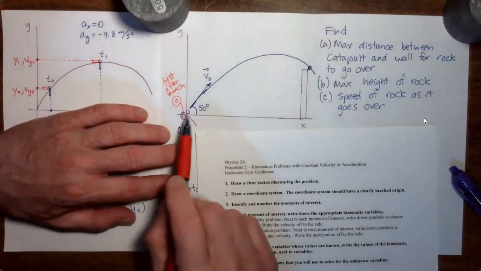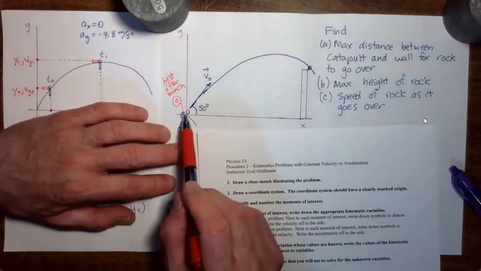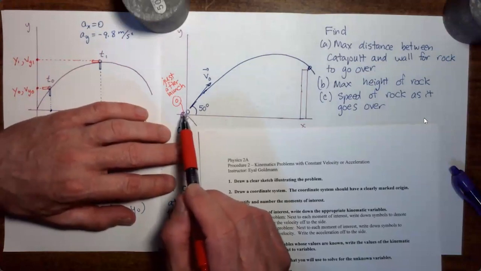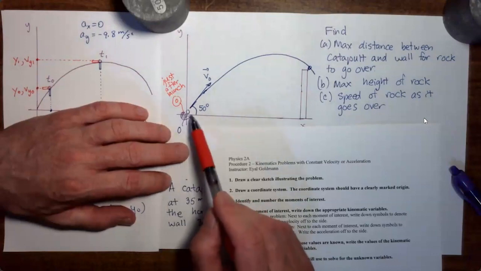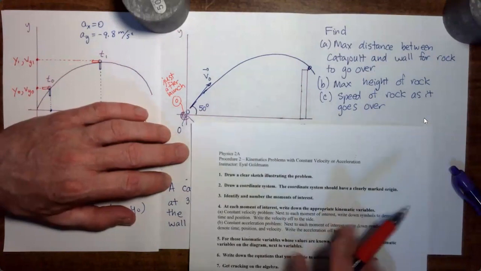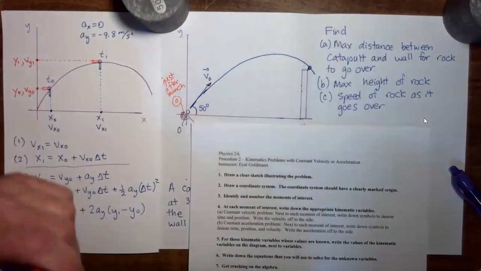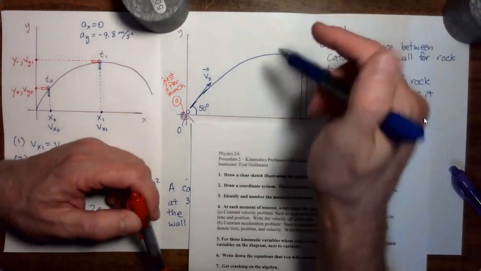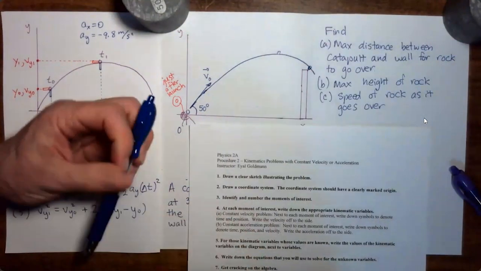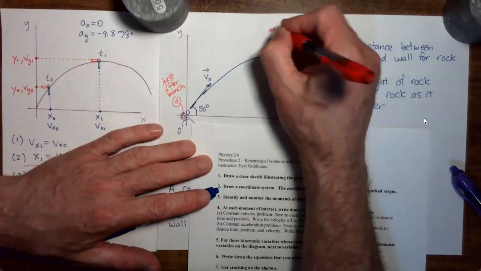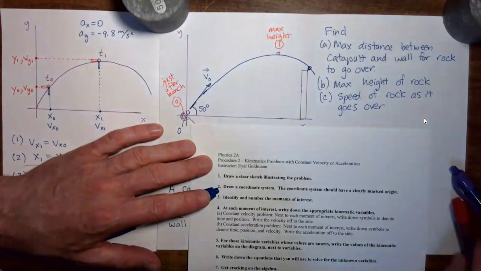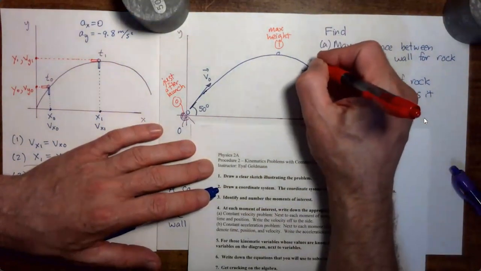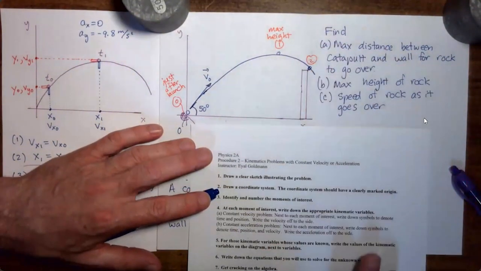Remember that we do not put a moment of interest during the launch, because during the launch we do not have free fall. The catapult is still acting on the payload. So we start looking at the process just after the launch. That'll be moment 0, and moment 1 will be at the maximum height. And then moment 2 will be when our payload clears the wall.